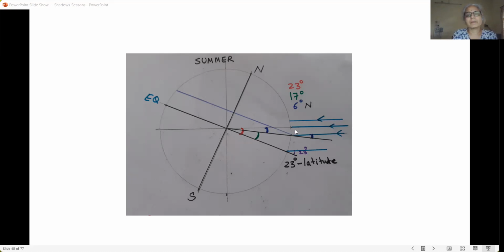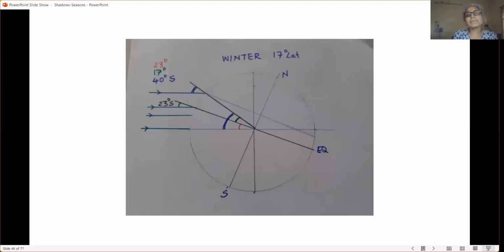And in winter, at the same latitude, you look at the geometry here. Okay, so here the angles add up. This is 23 degrees and this is 17. So this blue angle is 40 degrees. So the sun makes an angle of 40 degrees to the vertical. So it lies a little low. So even though it is a tropical region, the sun is not high up overhead. It is slightly towards the horizon. So it feels a little cool.